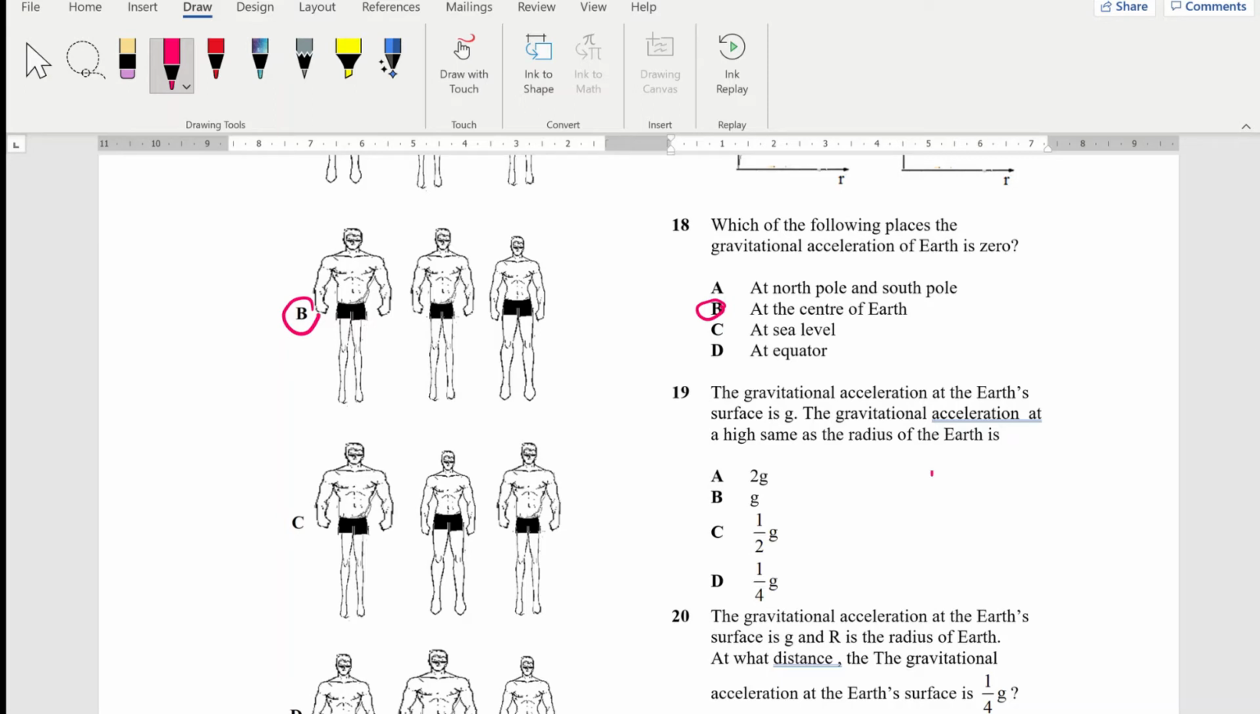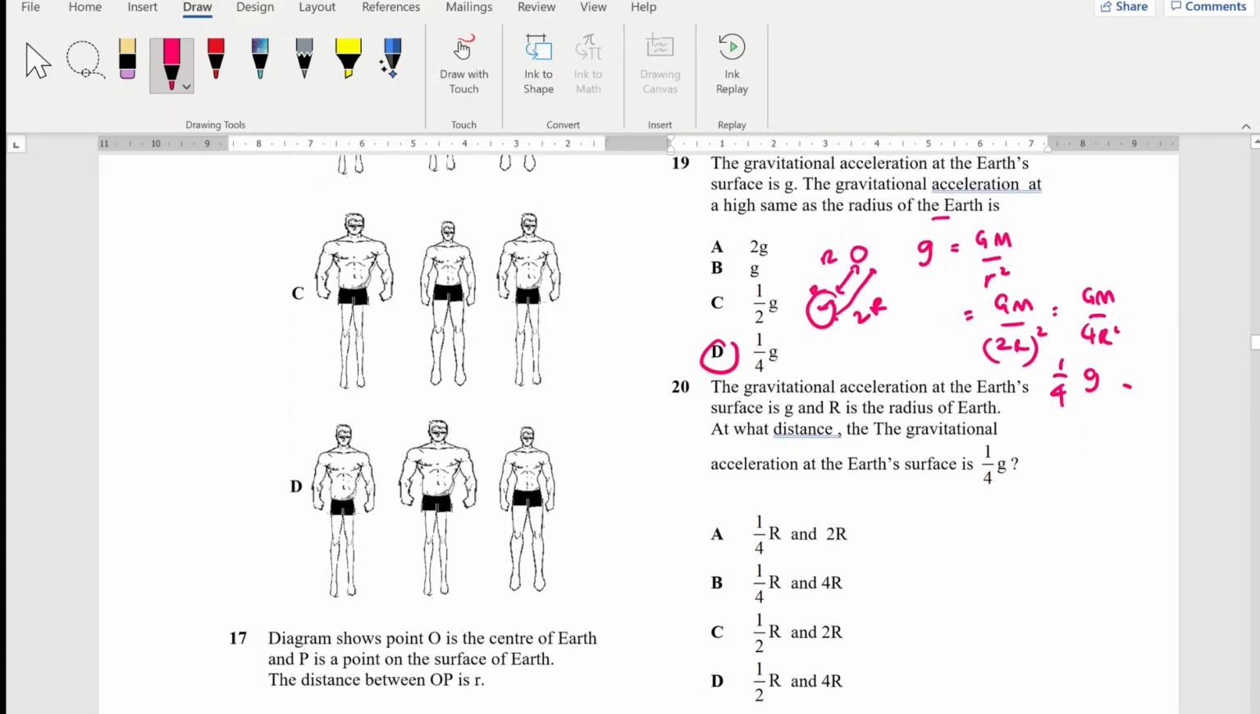At the same height as, okay, so this one, we can calculate g equals to Gm over r squared. And then it says at a height the same as the radius of the Earth. So it means the object is located here. There is one more r here. So the total distance is 2r. So equals to Gm over 2r squared, so Gm over 4r squared. So the answer is 1 over 4 g. Okay, just substitute the value.